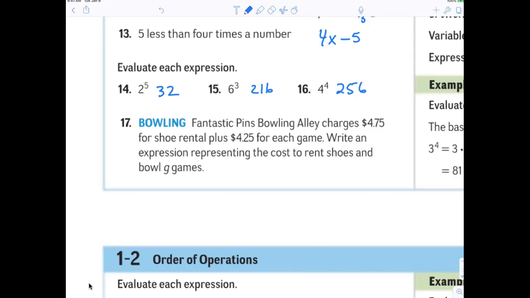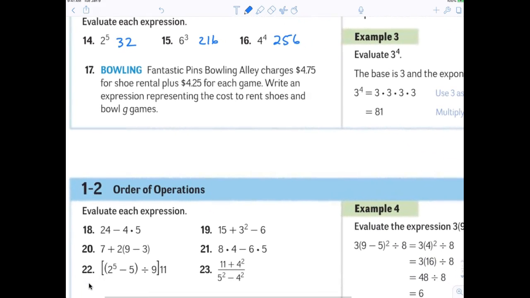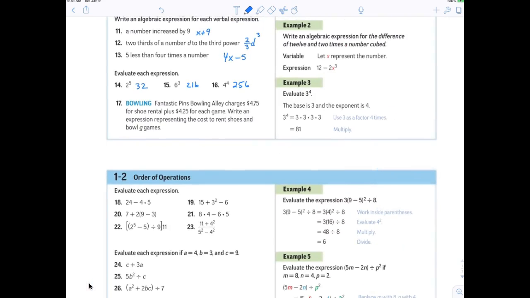Everybody good? All right. Now, Fantastic Pens Bowling Alley charges $4.75 for shoe rental plus $4.25 for each game. Write an expression to represent the cost of the shoes and to bowl G games. So I'm pretty sure everybody in here can just say that's what. Anybody tell me, Chloe? It's $4.75 plus $4.25 G. Beautiful. That's exactly correct. Very good.